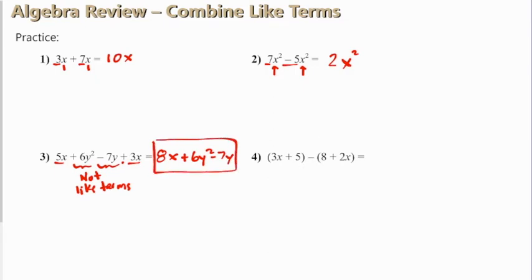Number 4 introduces us to the distributive property. That minus must be distributed through the parenthesis that follows it. So now we can drop the parentheses, and we see we have 3x plus 5. Now the minus gets attached to the 8 for a minus 8, and then it gets distributed to the 2x for a minus 2x. So we distributed the minus through that second parenthesis. And now we see we have like terms of 3x and minus 2x. That gives us 1x. And we have like terms of constants with no variables next to them at all. So 5 minus 8 is minus 3. And those are your answers for these 4 problems.